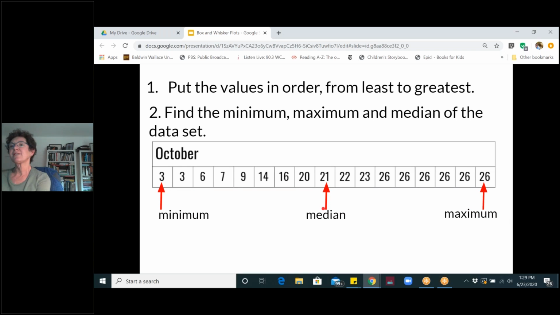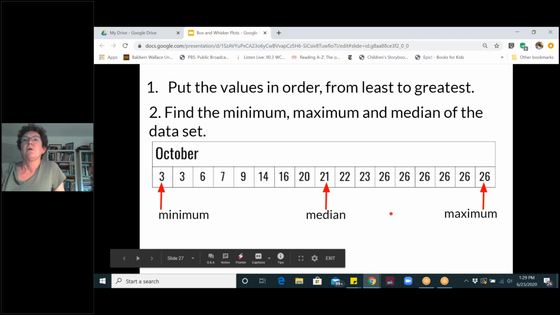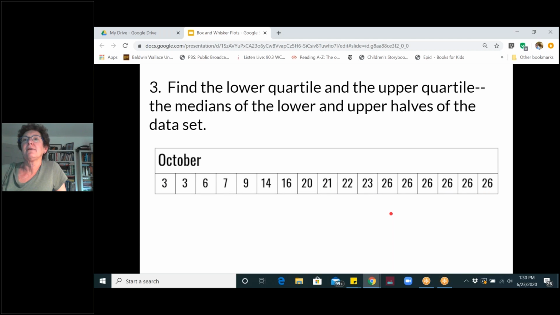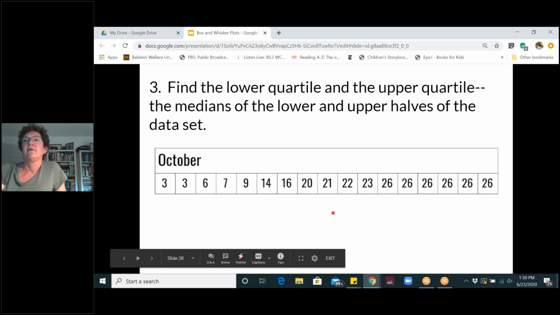Now this is an interesting data set because we have a maximum. It can't go on forever. So what we're expecting is that eventually our data will all clump down there towards that maximum number of 26. There are only 26 capital letters that you can know. Okay. The next thing we're going to do is find the lower quartile and the upper quartile, which are the medians of the lower and upper halves of our data set. So we're going to divide our data in half.